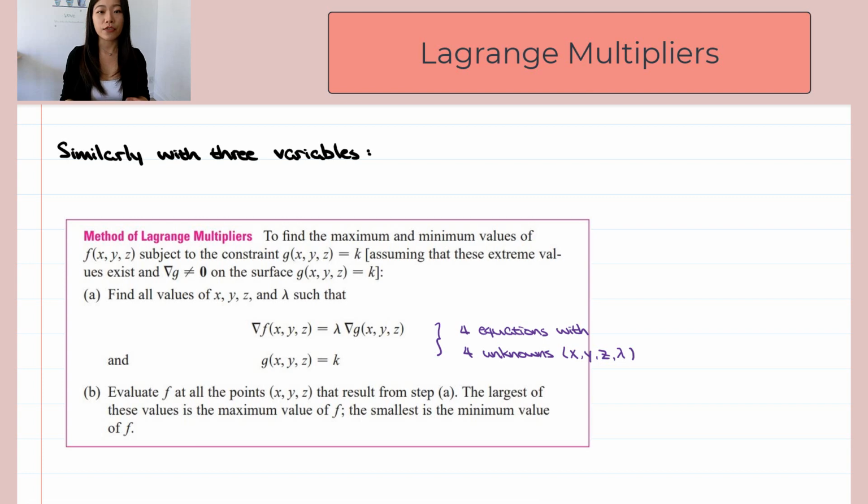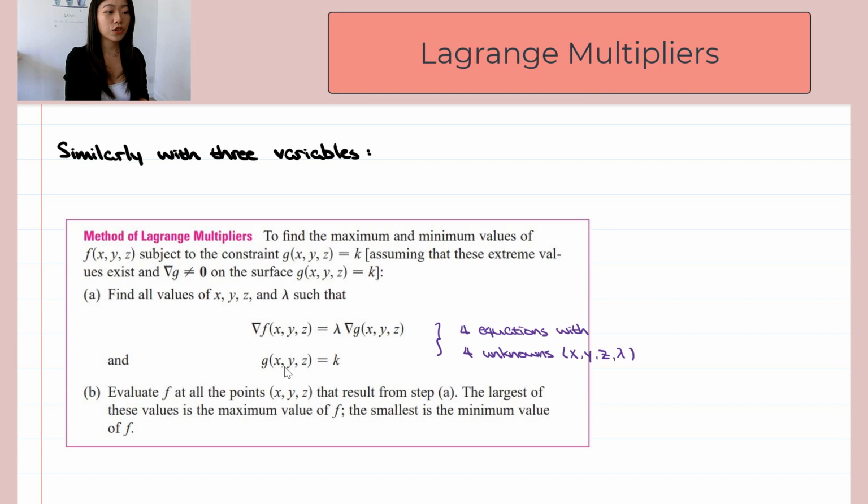Similarly, when we have a function of three variables, suppose we want to find the maximum and the minimum values of f of x, y, and z, subject to the constraint g of x, y, and z equals the constant k. Then we use the same idea. The gradient of f at the maximum or the minimum should be parallel to the gradient of g at the same point. So we can rewrite that as this vector is some constant multiple of this vector. And the method of Lagrange multiplier is using this equation and the constraint g of x, y, and z equals k to find the point x, y, and z that give us the maximum values of f.